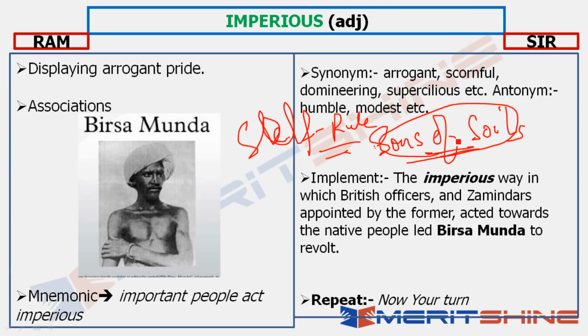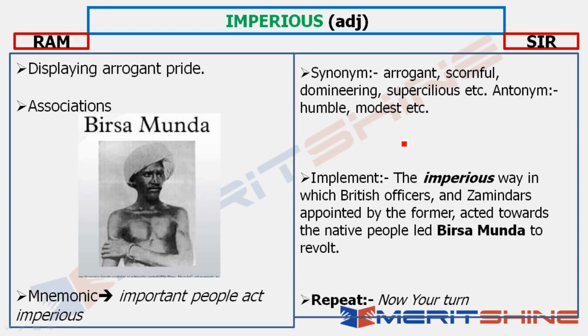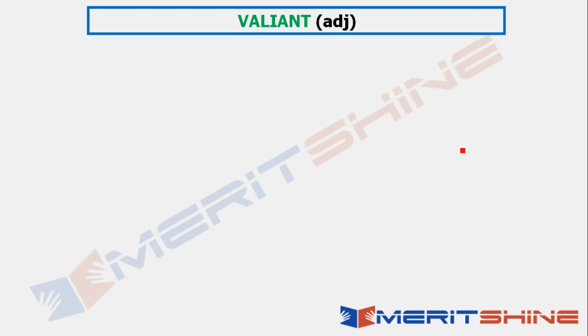Right. So that was Birsa Munda. He was captured and he died in jail in 1900. Right? So let's move on to the next hero and the next word.